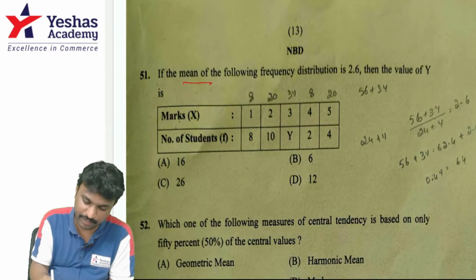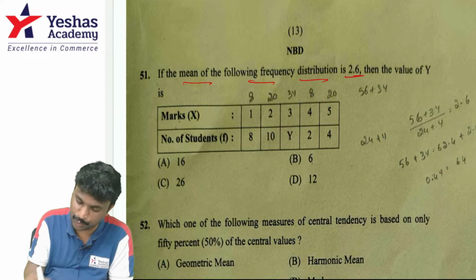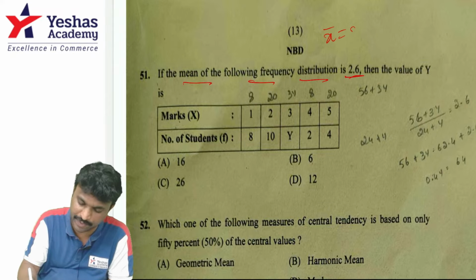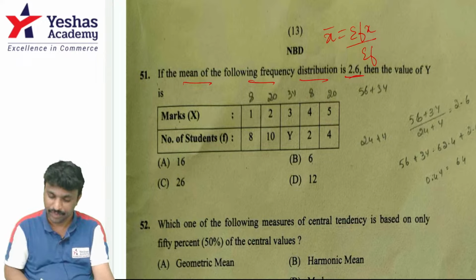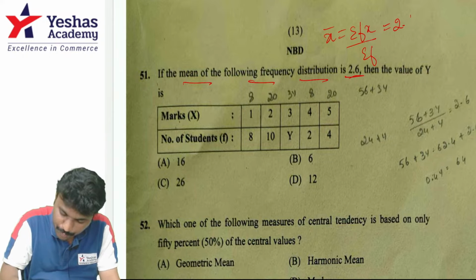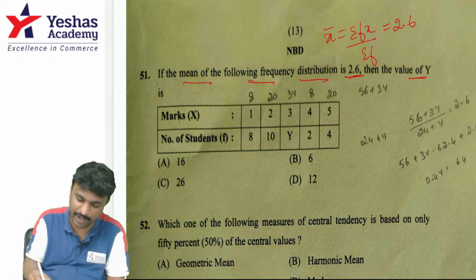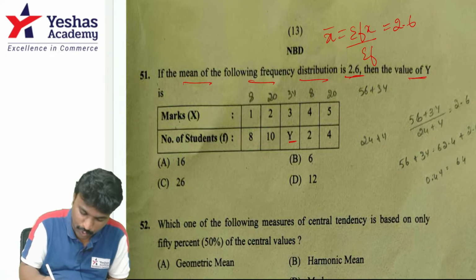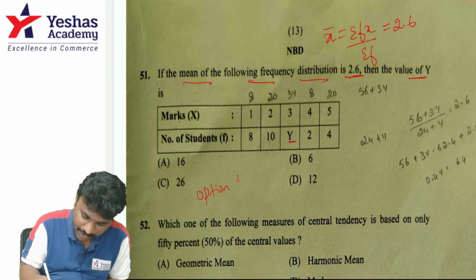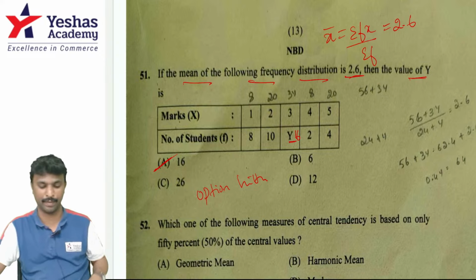51st, the mean of the frequency distribution is given to be 2.6. So what is the mean of a frequency distribution? Summation fx by capital N. What is capital N? Summation f. Correct? Now that is given to be how much? 2.6. We need to find the value of y, that means the missing frequency. So where is y? Y is an option, so do option hitting. If I hit the first option, 16, y becomes 16.